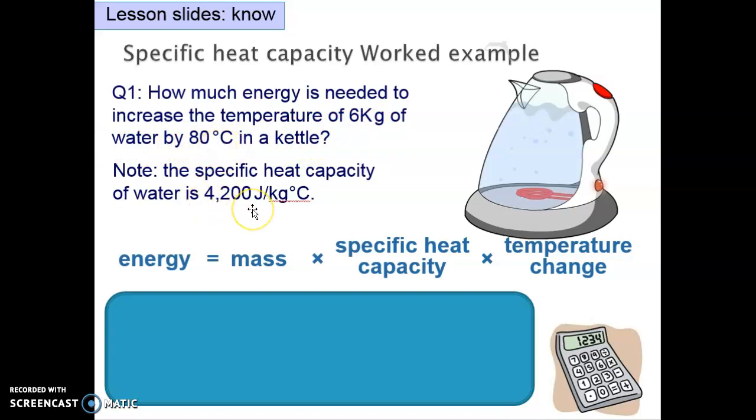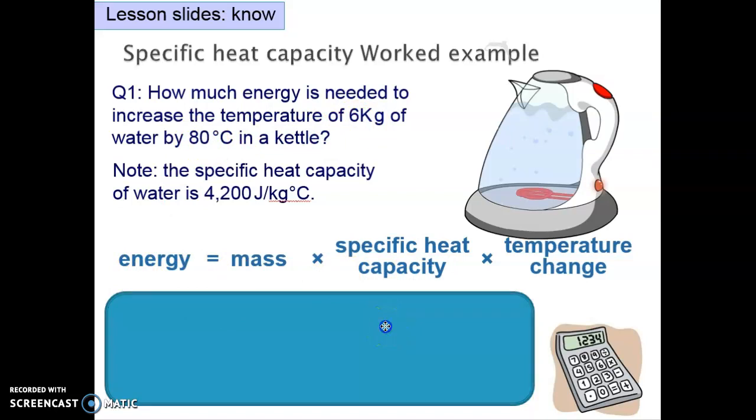And they've given us the specific heat capacity of water, which is a huge number compared to other materials because it's really hard to heat water because it's got this high specific heat capacity. Everything's in the right units, that's worth checking. So there's the equation, just substitute in the numbers you need.